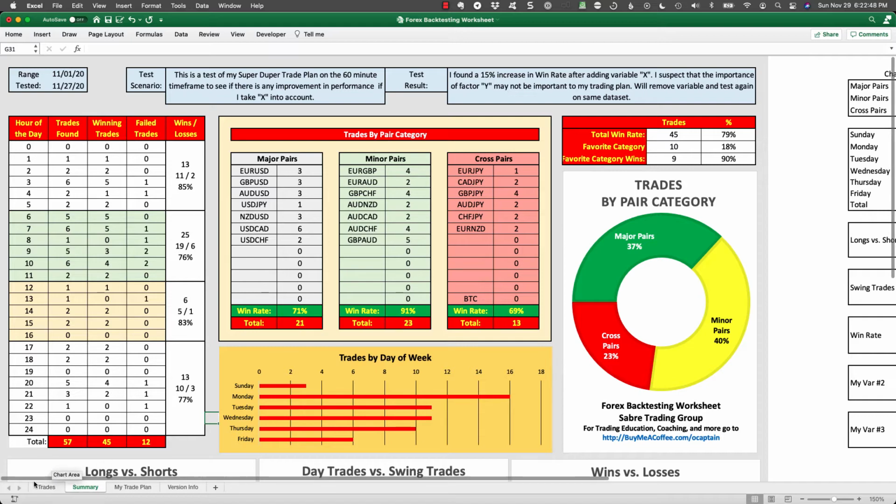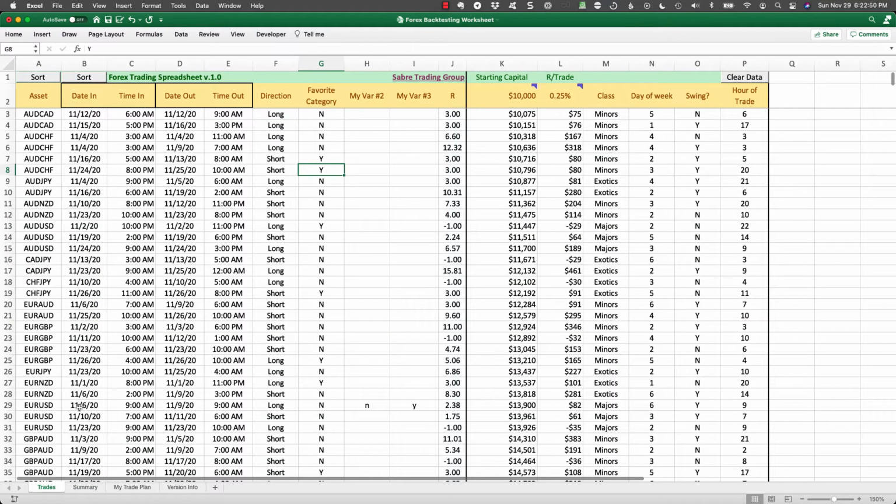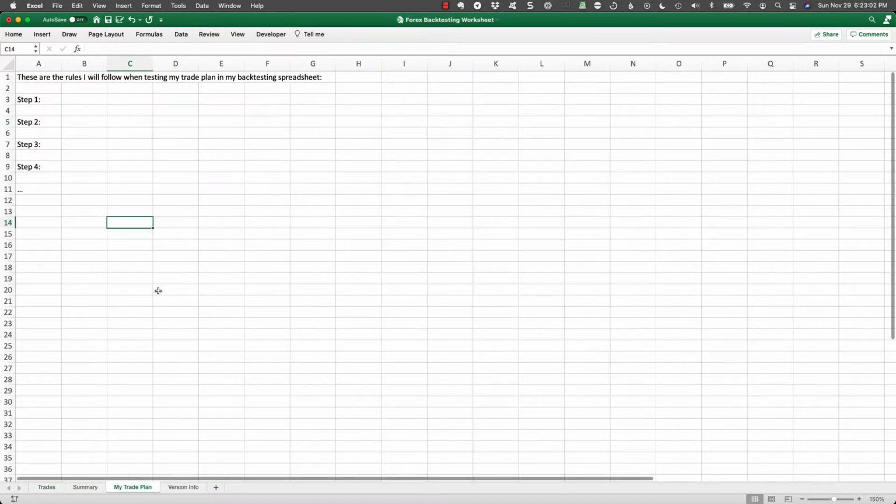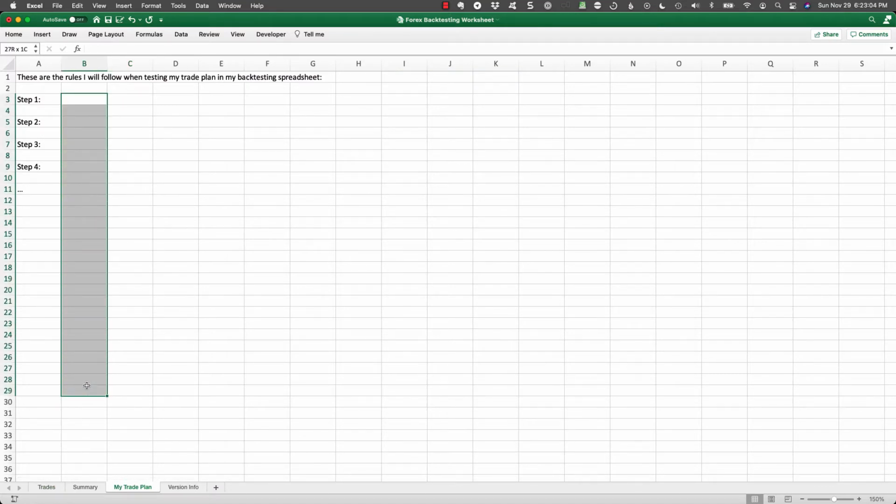On the main sheet, if you go to the lower left and click on the Trades tab, you'll see the columns for the areas that you need to fill in. And this is basically going to be testing your, hopefully, rules-based system of trading. And I actually put in a tab here for your trading plan that you can add in your particular plan and show step by step how you're going to be testing your plan.